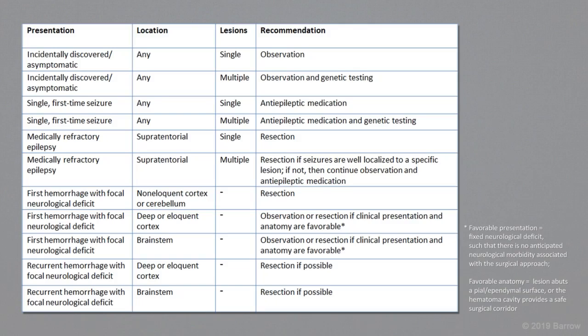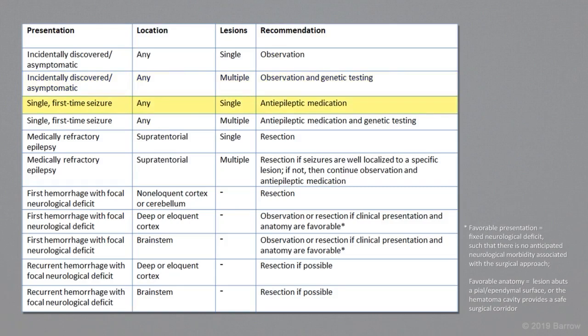Working through this table here, we see that if a patient has an incidentally discovered and asymptomatic cavernous malformation of any location, the best course of action at this point is simply observation. If the patient, however, has multiple incidentally discovered lesions, we would recommend observation and genetic testing to see if the patient has a familial form of the cavernous malformations.